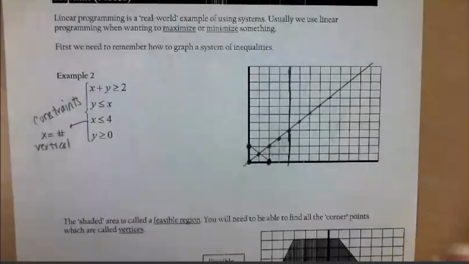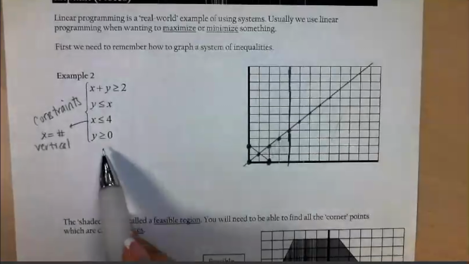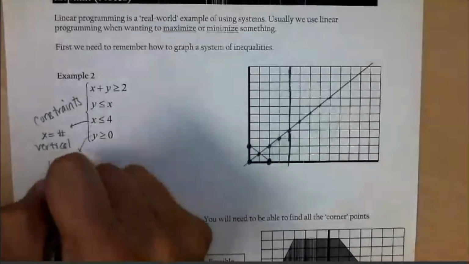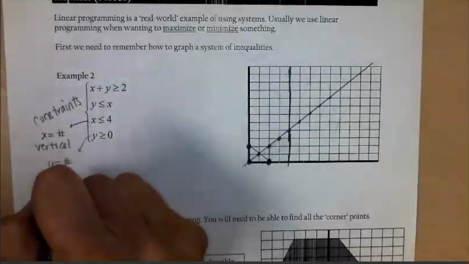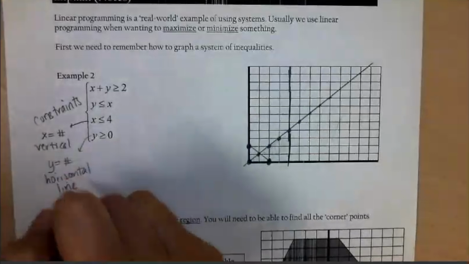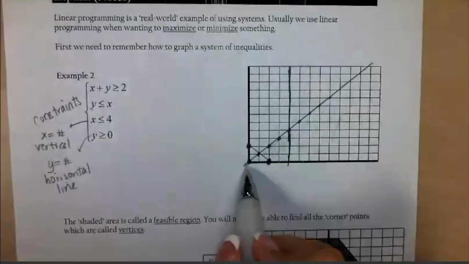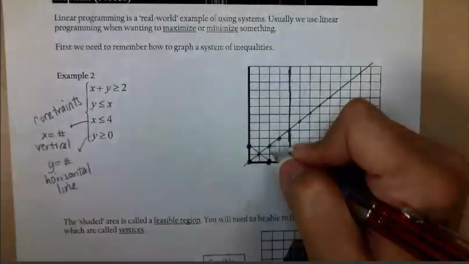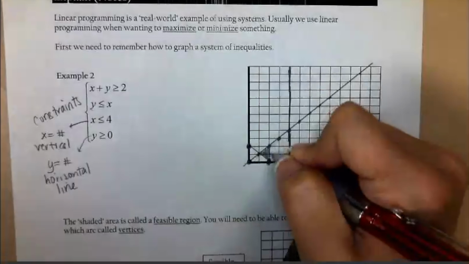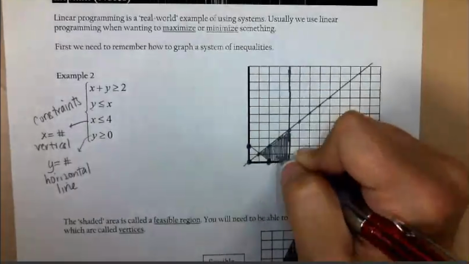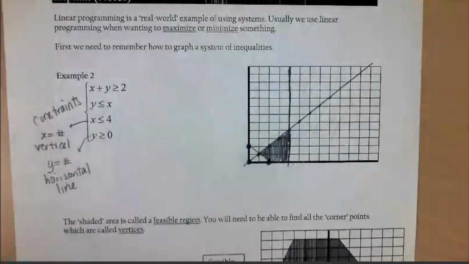And the last one is y is greater than or equal to 0. Just as a reminder, when you have y equals a number, that is a horizontal line. There's not much to graphing this one since it would be the horizontal line on the x-axis and it's saying above. So our quadruple shaded area is this part right here. That's the part that we care about, the one where all of our solutions are.